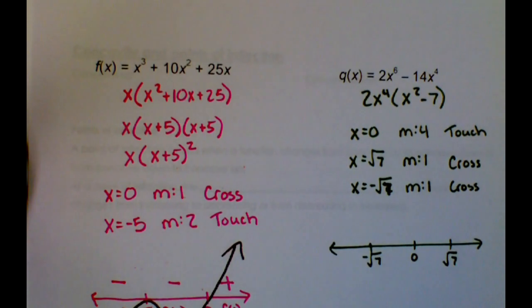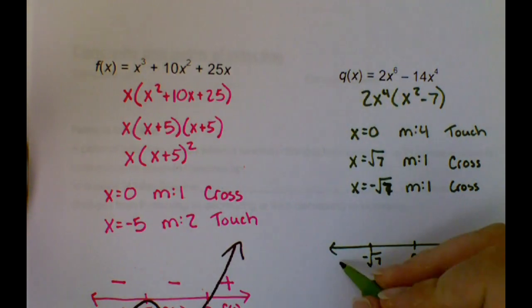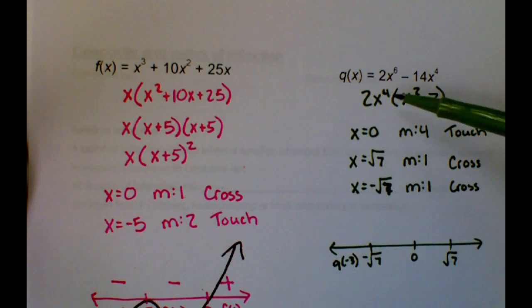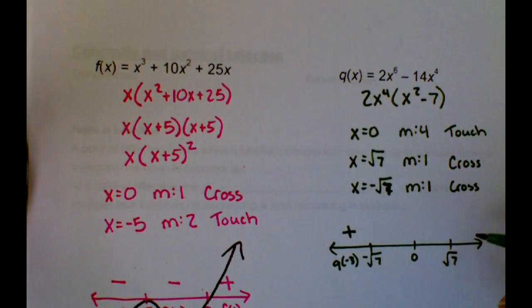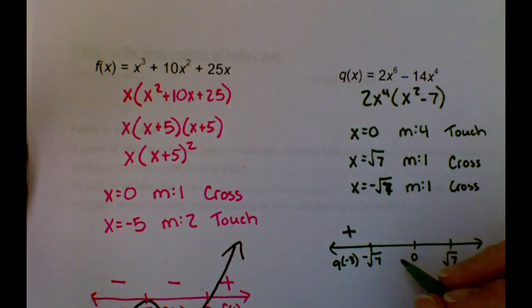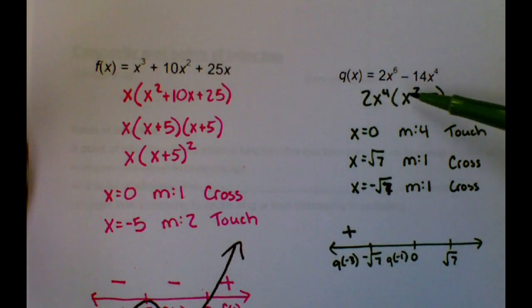So if I set up my test intervals, I'll have negative square root 7, 0, and positive square root 7. Now square root of 7 is somewhere between 2 and 3. So I'm going to plug in q of negative 3 here. That'll get me a positive times a positive, which is positive. Something between negative 2 and 0 probably. Let's go with q of negative 1. I get a positive times a negative.